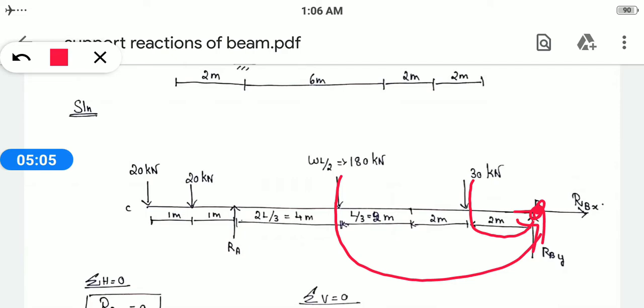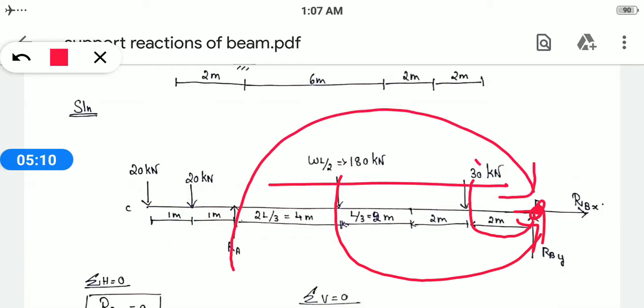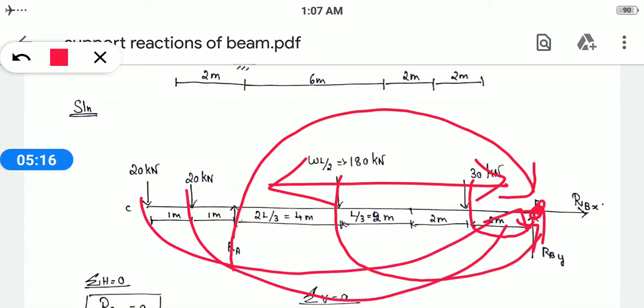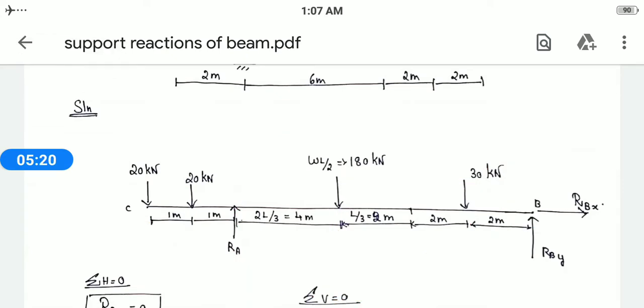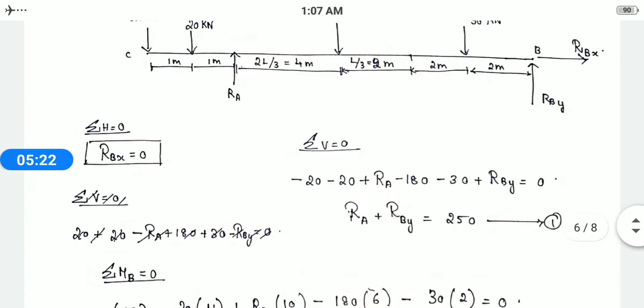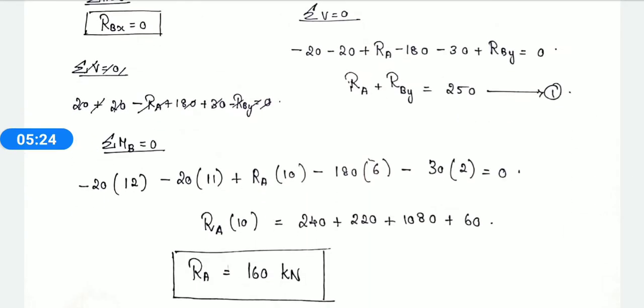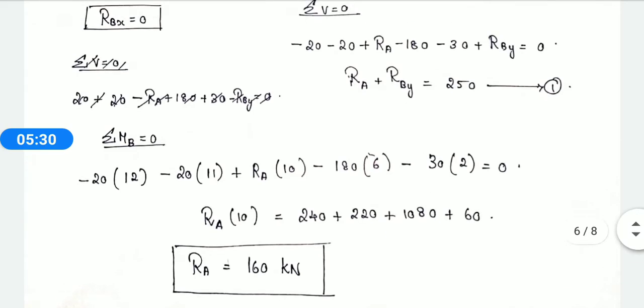But this RA is going to act in a clockwise direction with the whole distance. This 20 is again in an anti-clockwise direction. This 20 is also again in an anti-clockwise direction. This is the way to calculate your moment. So see here, that is what I had taken here. While doing that, I'll get a value for RA which is equal to 160 kilonewton.